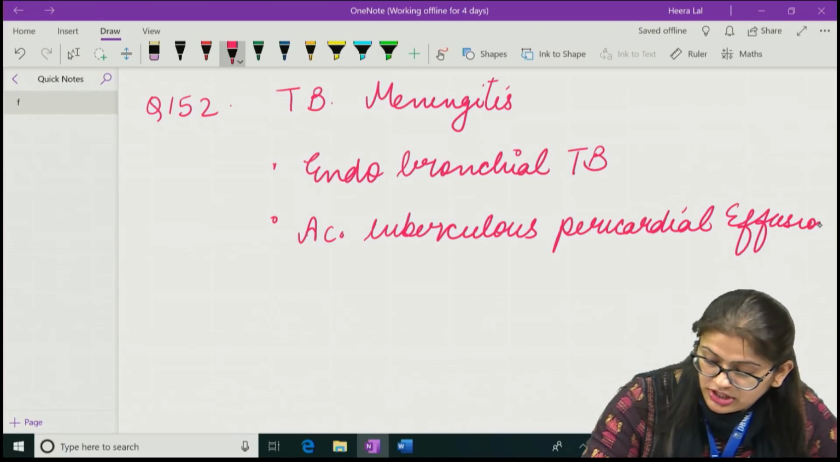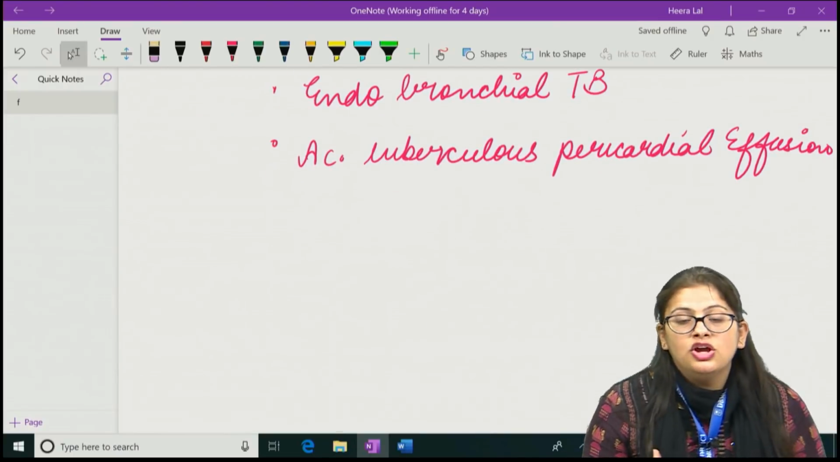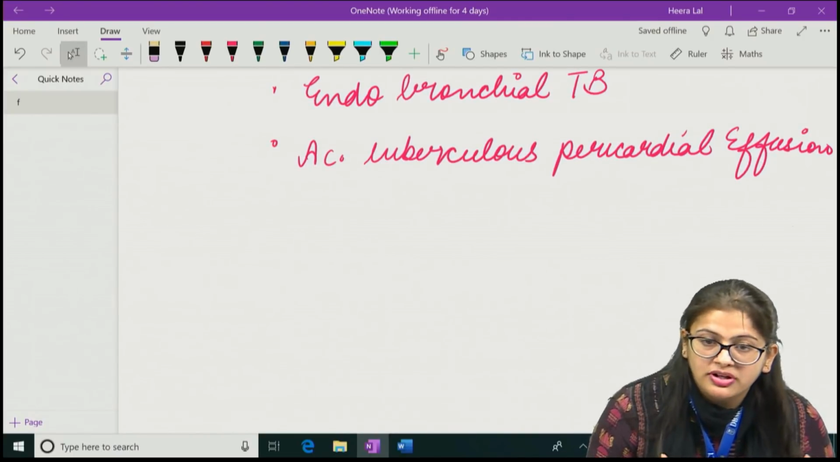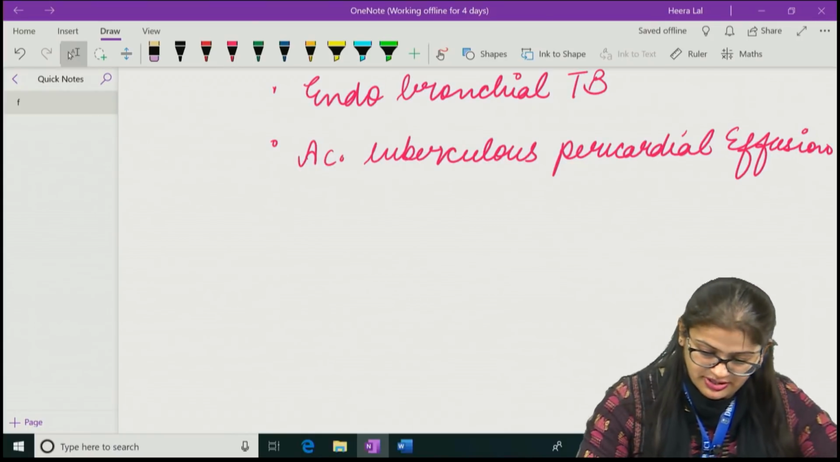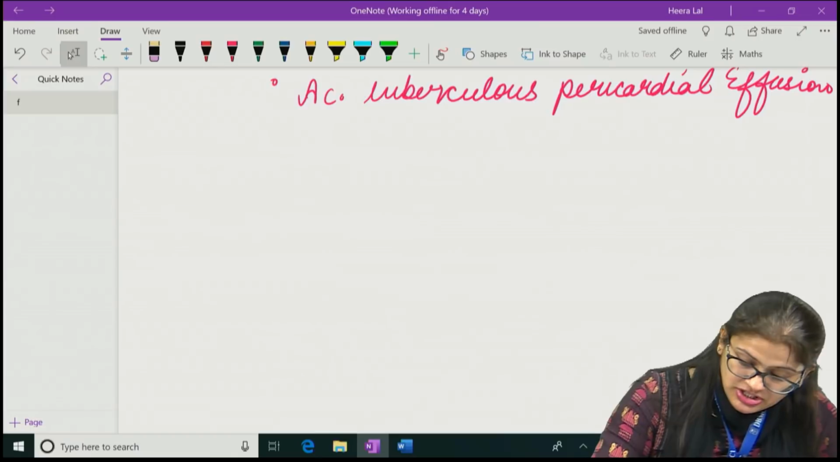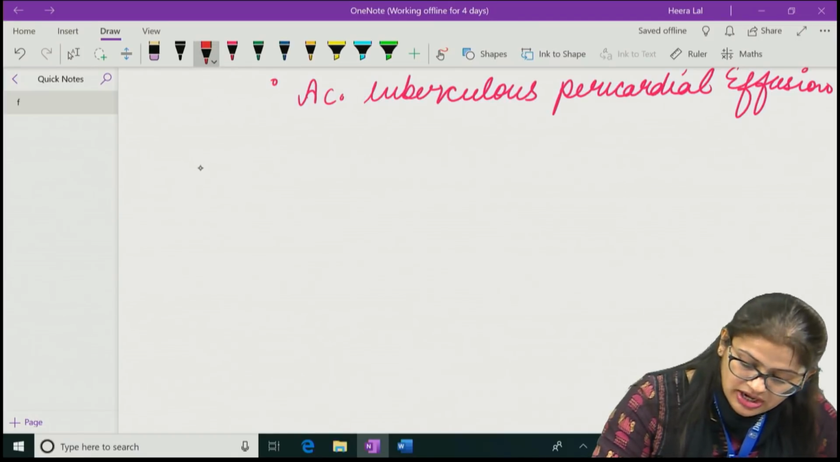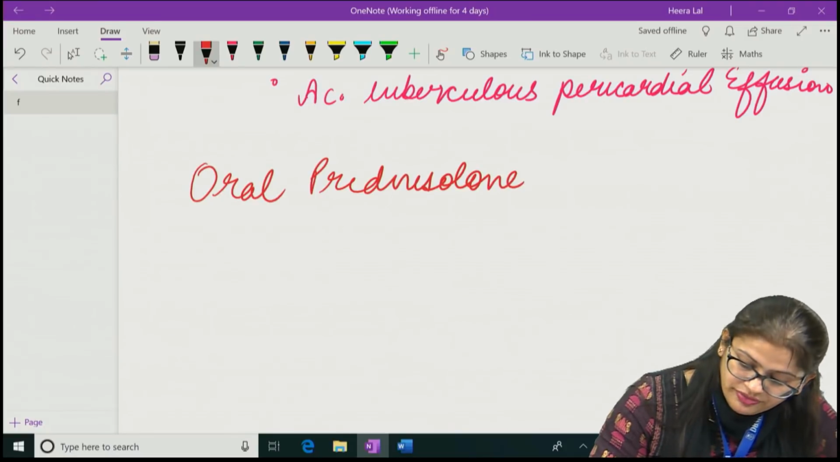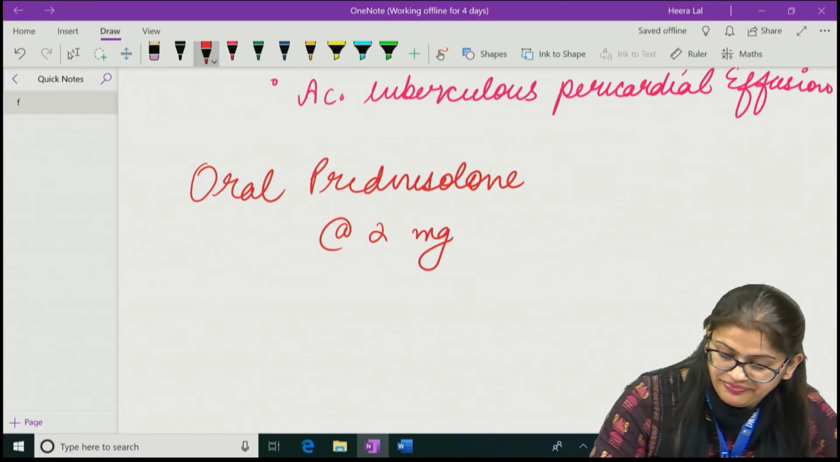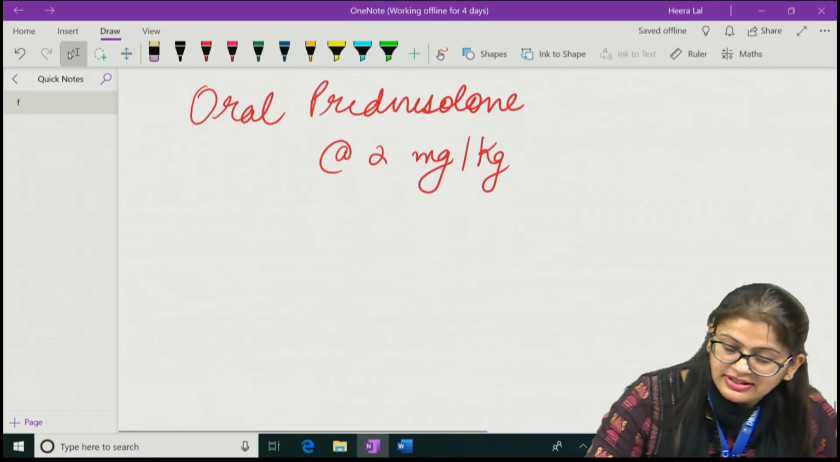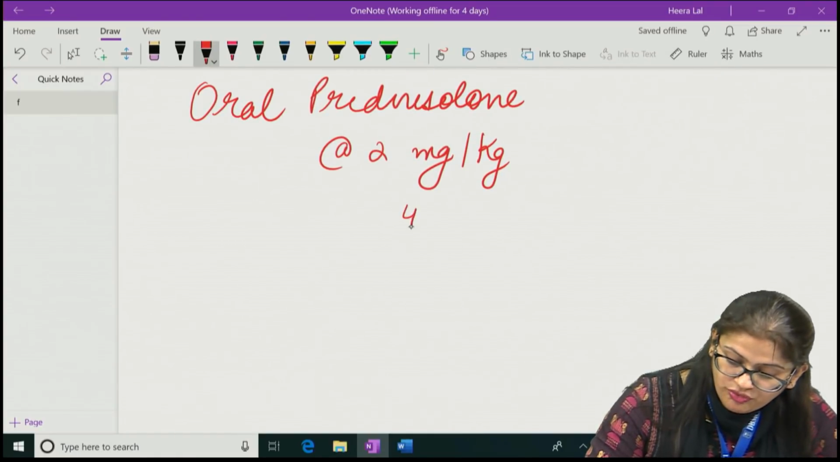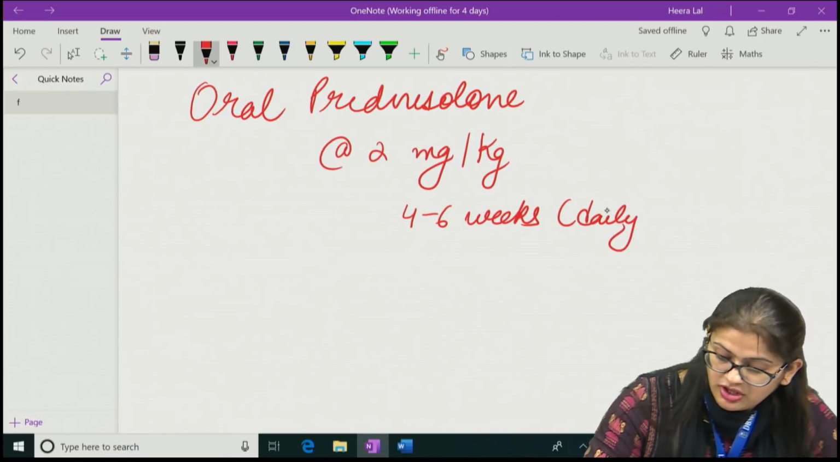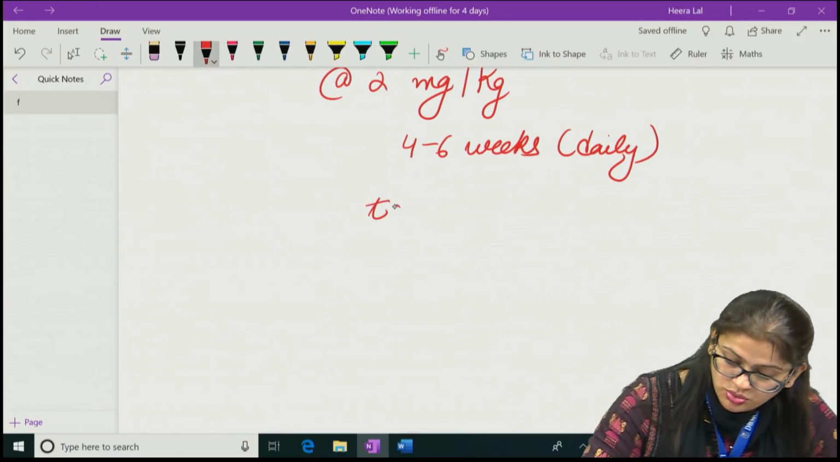Usually steroids in tuberculosis are recommended when the host inflammatory response is so severe that it starts contributing to the disease process. So usually in these conditions, steroids that can be used are oral prednisolone, which is given in a dose of 2 mg per kg, and this can be continued for up to 4 to 6 weeks on a daily basis, followed by tapering over 2 weeks.